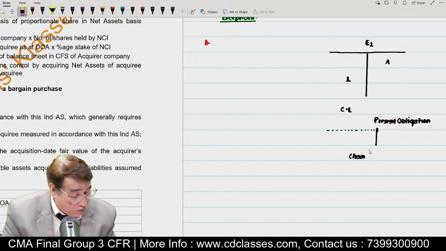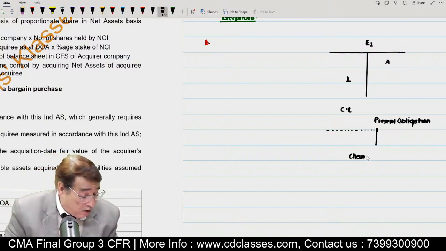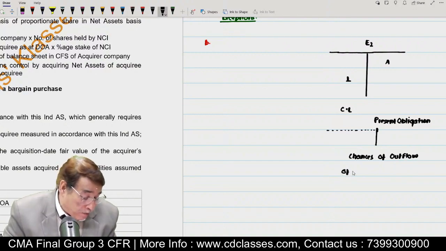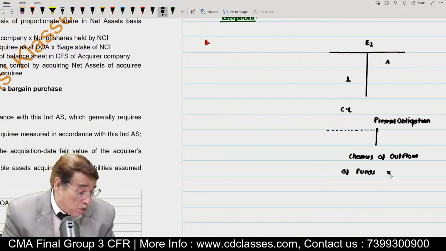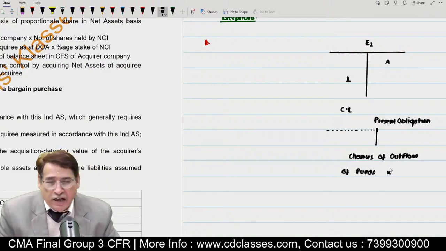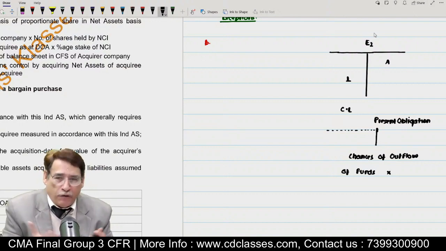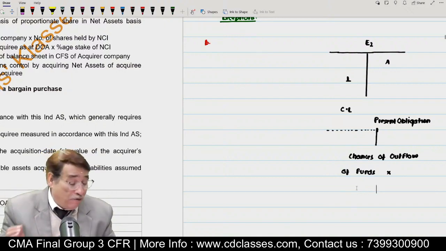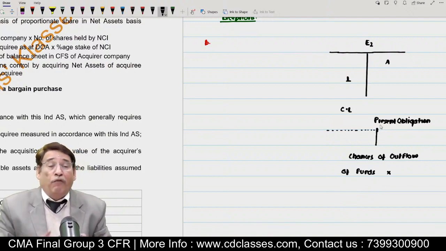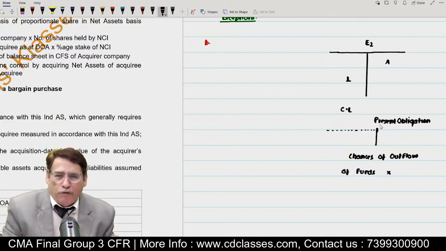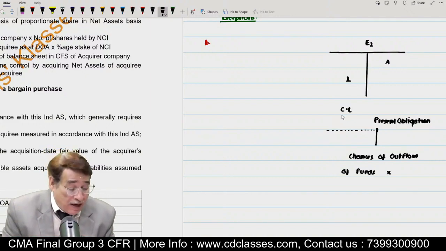Chances of outflow of funds do not exist. You are of the opinion that even though the case has been filed and is still on, E2 or the directors of E2 might be under the impression that the probability of outflow of funds is remote, correct? So if there is an obligation and we feel that the probability of outflow of funds is very slim, we consider it a contingent liability.